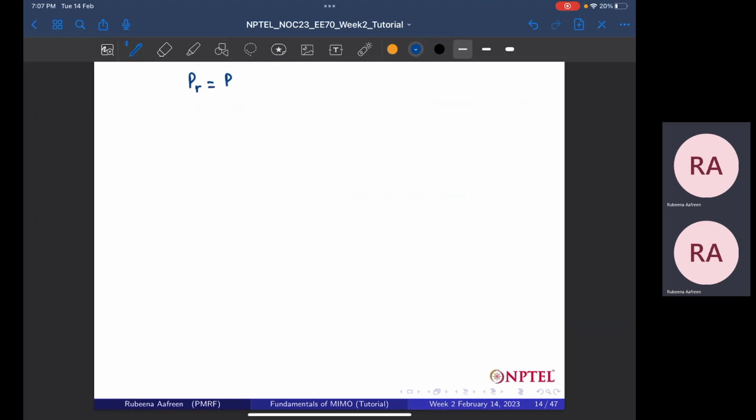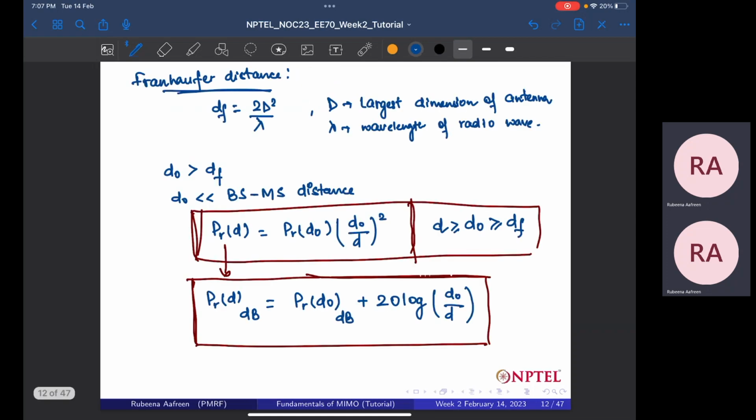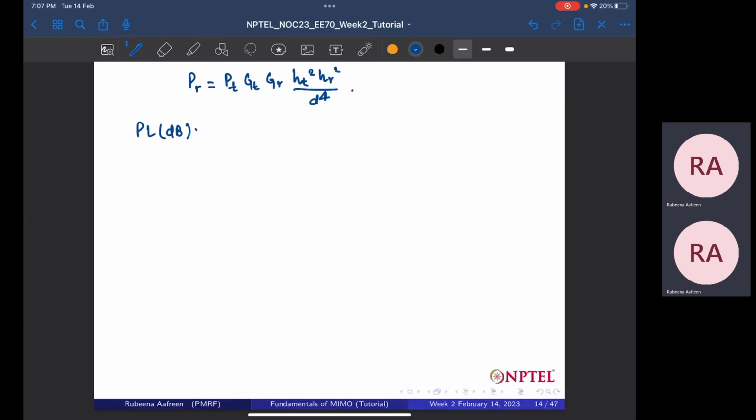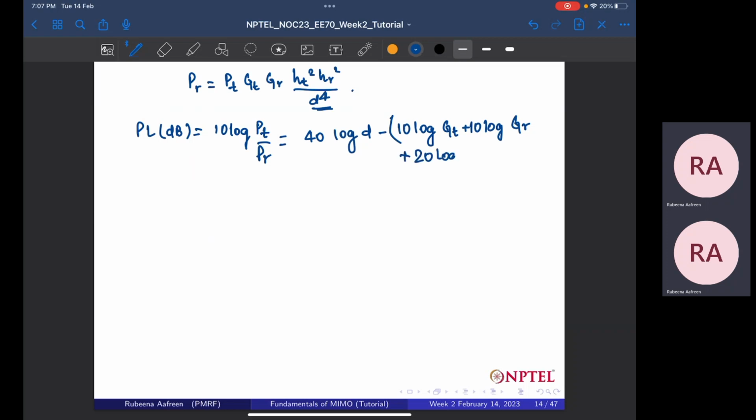I will be writing this formula again. Now we convert it into decibel, path loss we write. Path loss in dB would be 10 log of PT upon PR. So this term would come as positive. So we have this 40 log of D minus 10 log of GT plus 10 log of GR plus 20 log of HT, because HT is in a square power, then 20 log of HR.